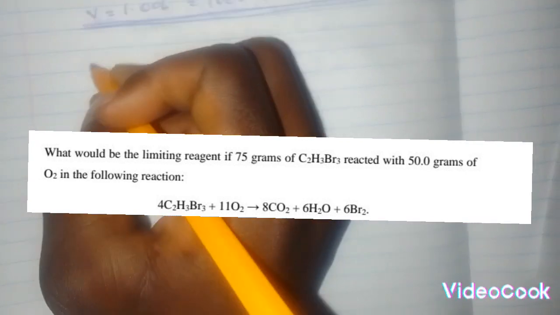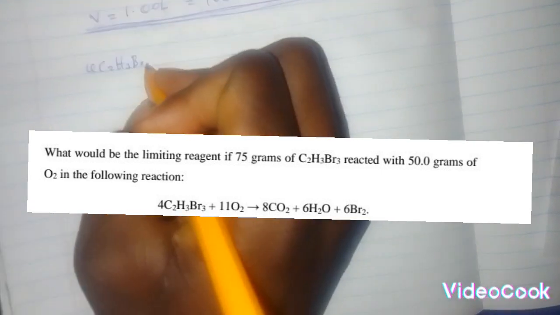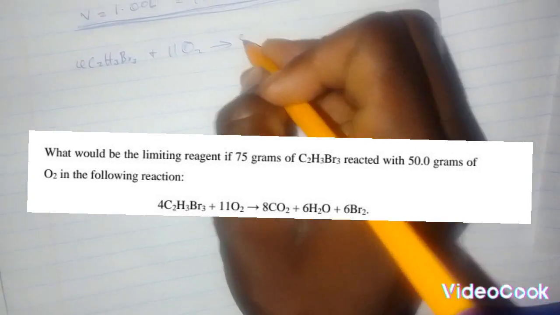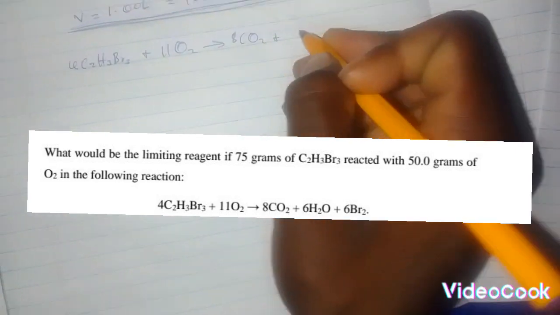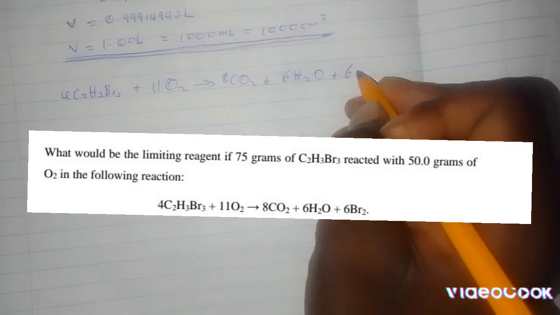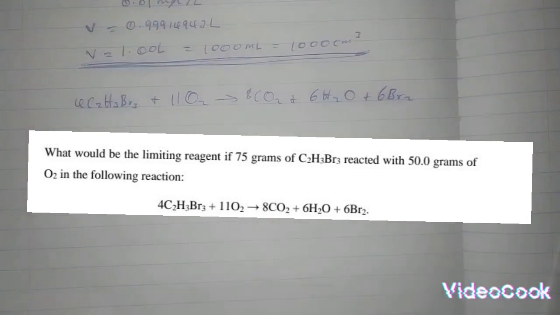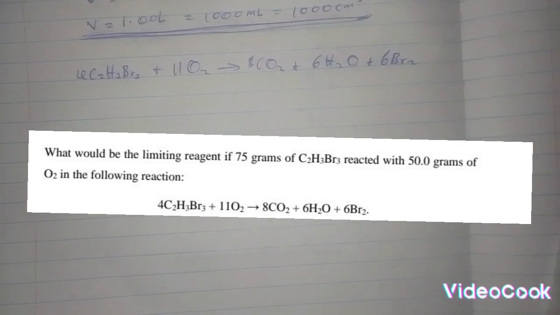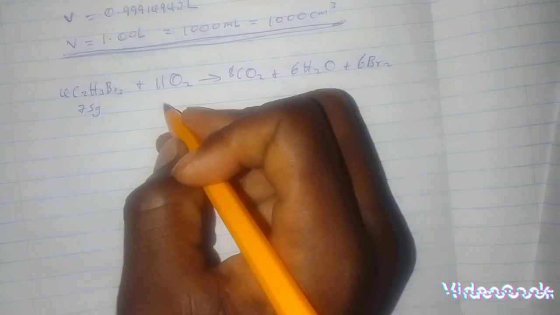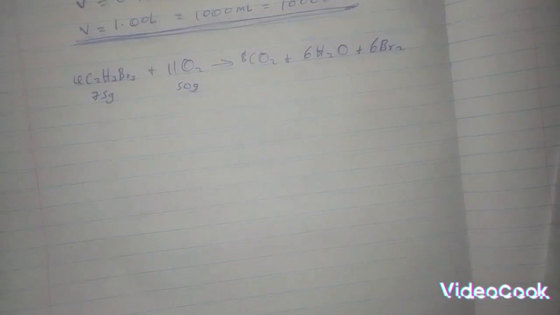We are given the equation here, which is tribromoethane reacting with oxygen to give us 8 carbon dioxide plus 6 H2O plus 6 dibromine. What would be the limiting reagent? So we are looking for the limiting reagent. We are given the mass, which is 75 grams here, and for oxygen it is 50 grams. So what will be the limiting reagent?